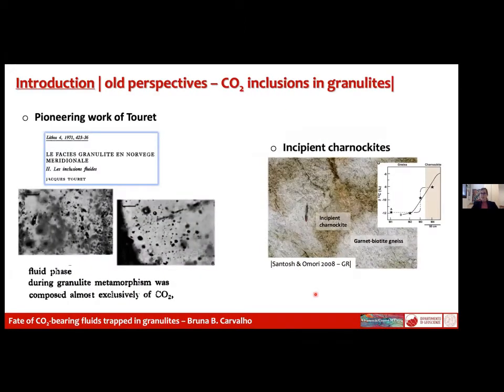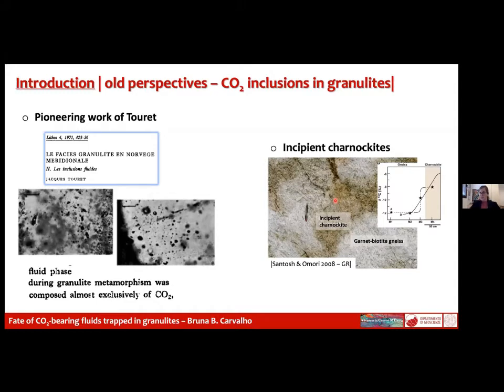A classic example that may be quoted is the pioneering work of Touret. Here, one of the first papers that he published, where you can see the inclusions. He was working with granulite rocks from Norway, and he saw that the fluid phase during granulite metamorphism was composed almost exclusively of CO2. And another classic but controversial example are the incipient charnockites from India.